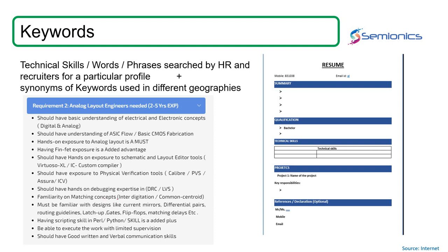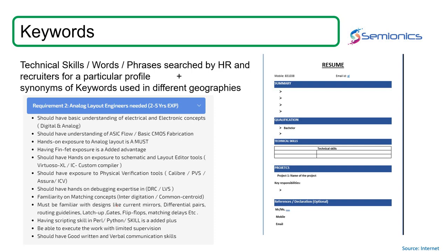So, for example, if you're doing a layout design, it is a must that you should be knowing matching concepts. At one place, you might write matching concepts, another place you might write interdigitation or common centroid. These are the detailed techniques, right? Some things, for example, latch-ups or matching concepts, differential pairs. All these things are basically required by a layout design engineer. It's mandatory that when you call yourself a layout engineer, you should know these things.